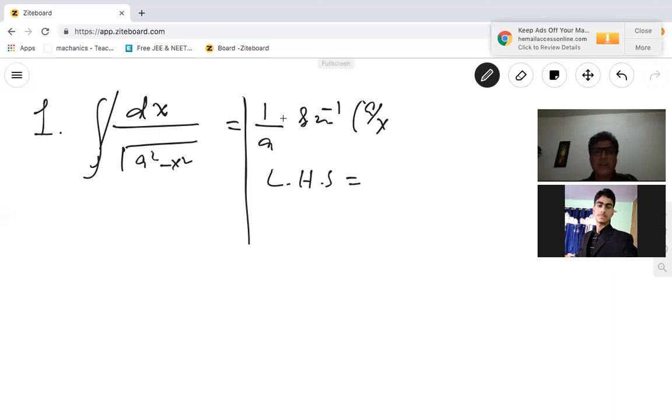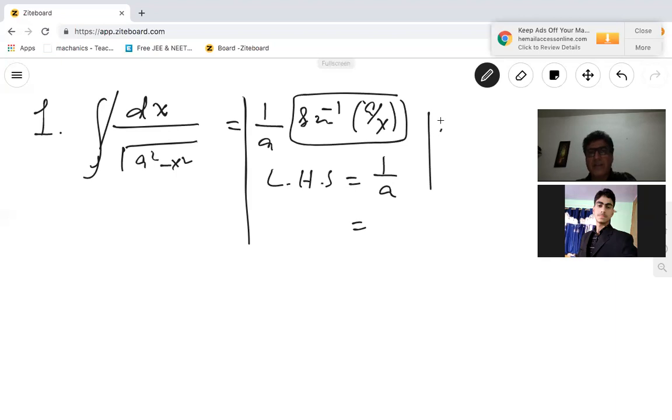Left hand side dimension is 1 by a. This is dimensionless. Now, what's the dimension for a? That is x, because a by x is dimensionless, because the argument of sine inverse is also dimensionless. So x is equal to a. So a is equal to x, that's L, length. So 1 by a is L^-1. Yes, sir.